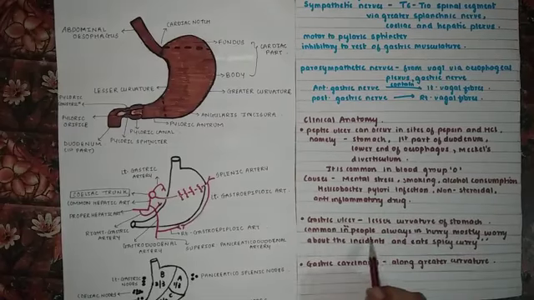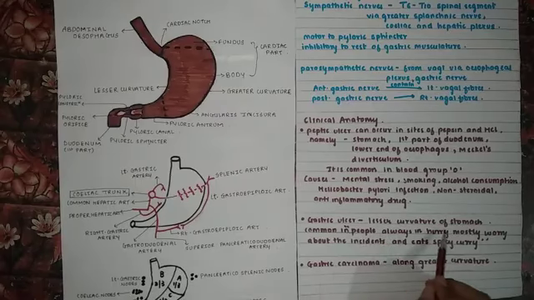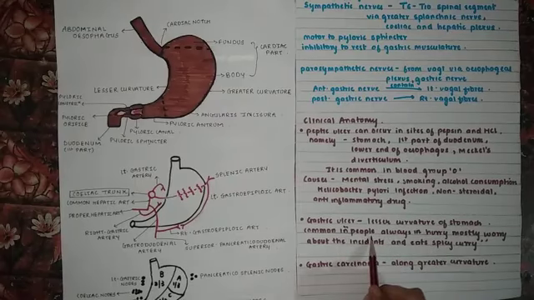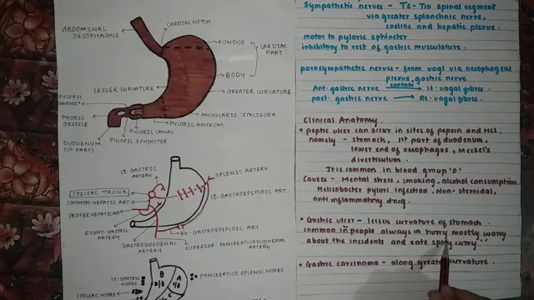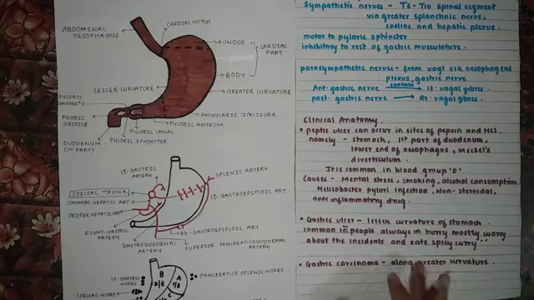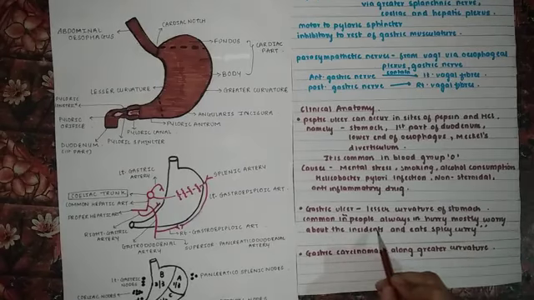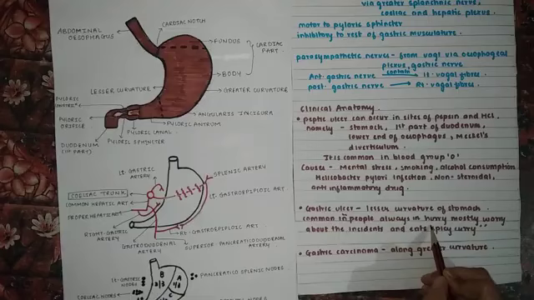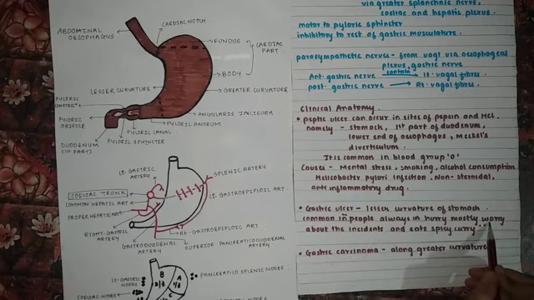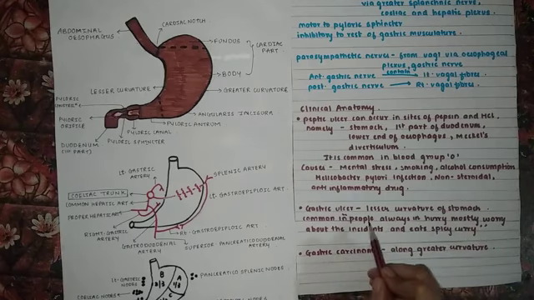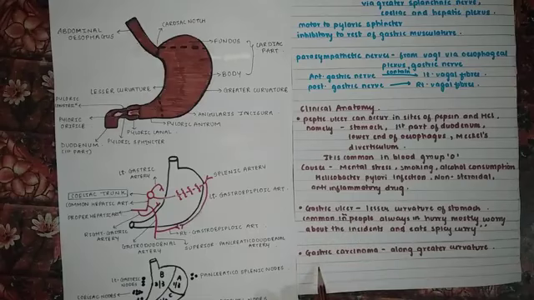Gastric ulcers can occur along the lesser curvature of the stomach. These are common in people who are always in a hurry, worry about incidents, and eat spicy curry. This means the person who is always in a hurry and eats spicy foods without any exercise and is always in an anxious, worried state is more prone to gastric ulcers. Gastric carcinoma occurs along the greater curvature of the stomach.